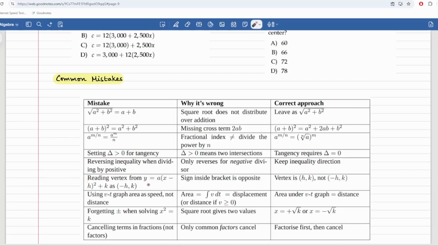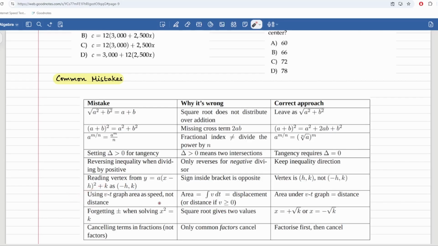Reading the vertex format a times (x minus h) whole square plus k, if you read the vertex from here as minus h comma k, you will get a wrong answer. So for a(x minus h) whole square plus k, your vertex should be h comma k. This mistake especially occurs when you have negatives in the abscissa. All right, so please be careful with it.